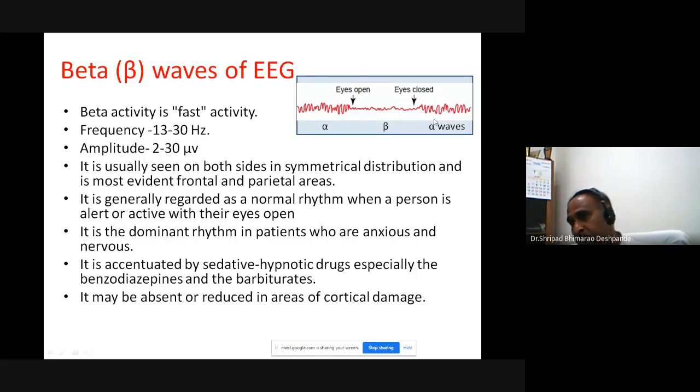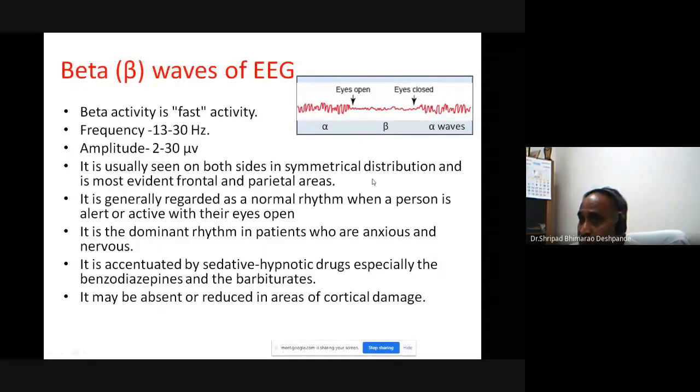So this is a synchronization. This is called a decreasing trend, and the synchronization. Now beta activity is the fast activity. The frequency is 13 to 30 hertz. Amplitude is 2 to 30 microvolts.